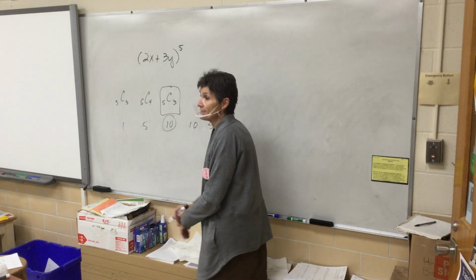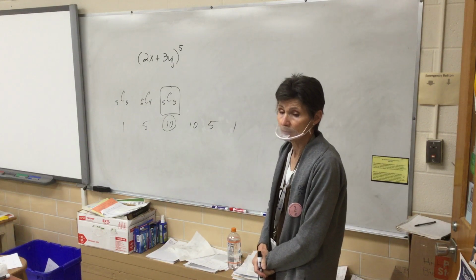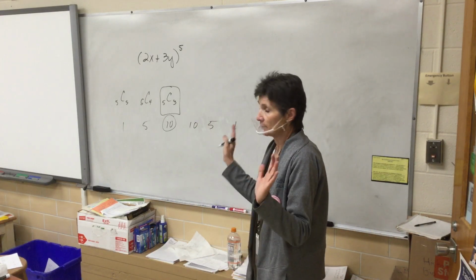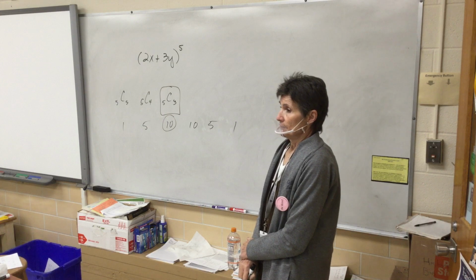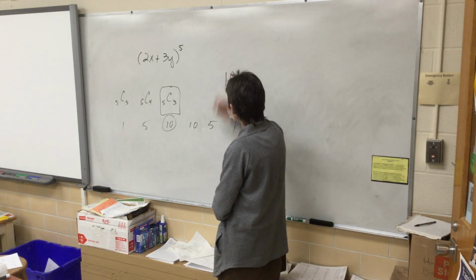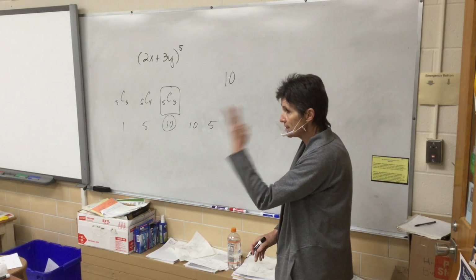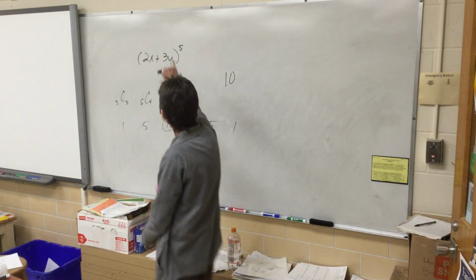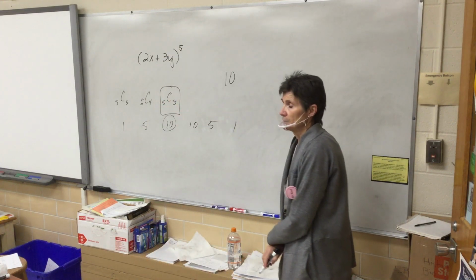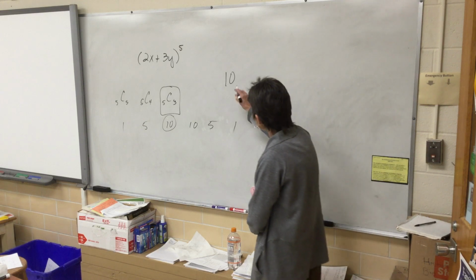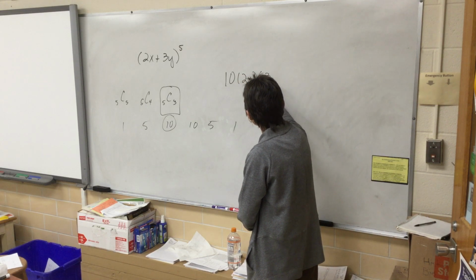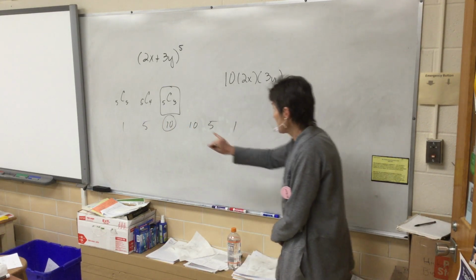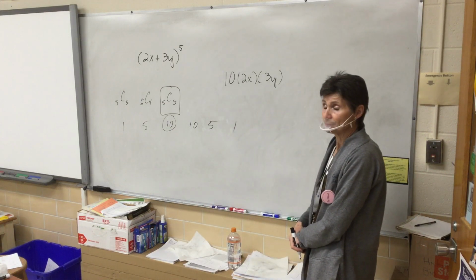So this must be 10. 5C3 is 10. It doesn't matter how you get it. Get it from the triangle, get it from the C numbers. I don't care, it doesn't matter. So my coefficient is 10. That's the third number in the 5th row. I want the third term of the 5th expansion. So next to that 10, there's a 2x and a 3y. Next to all these numbers, there's a 2x and a 3y. But I only care about the third one in this problem.